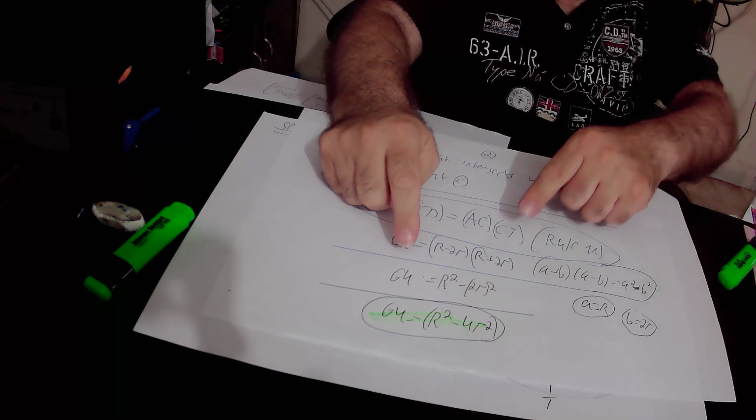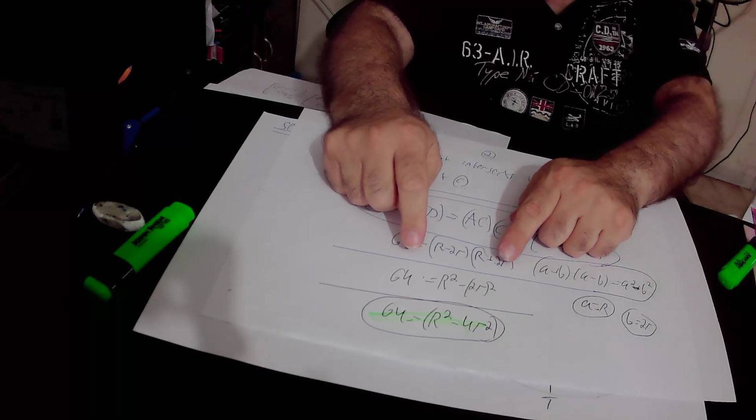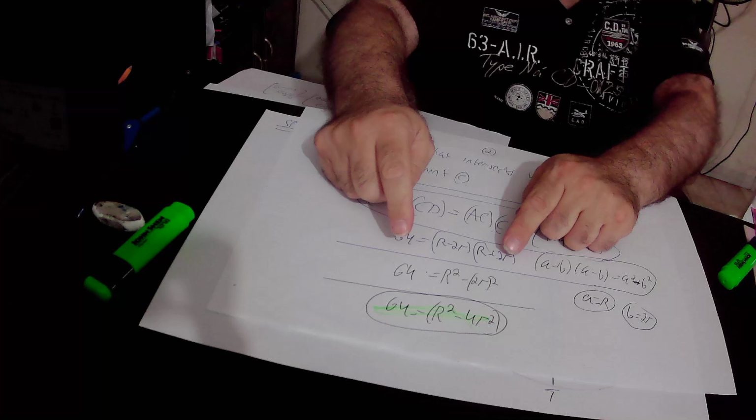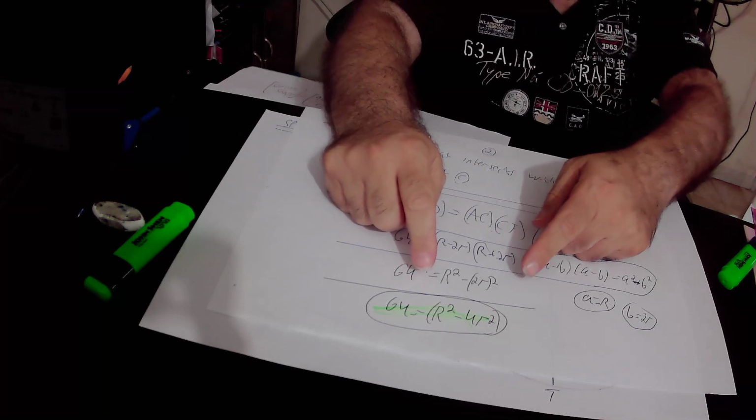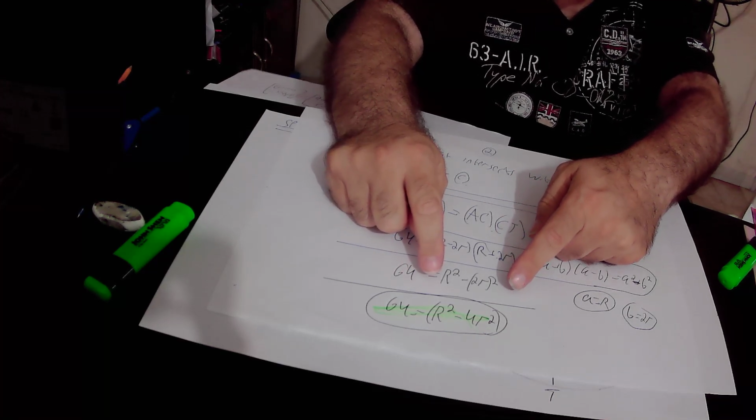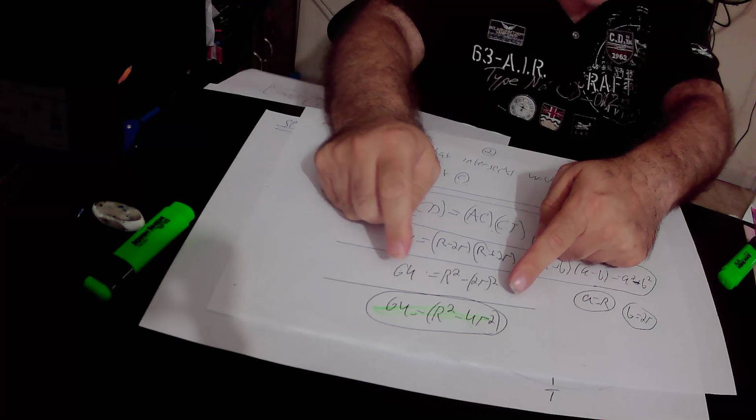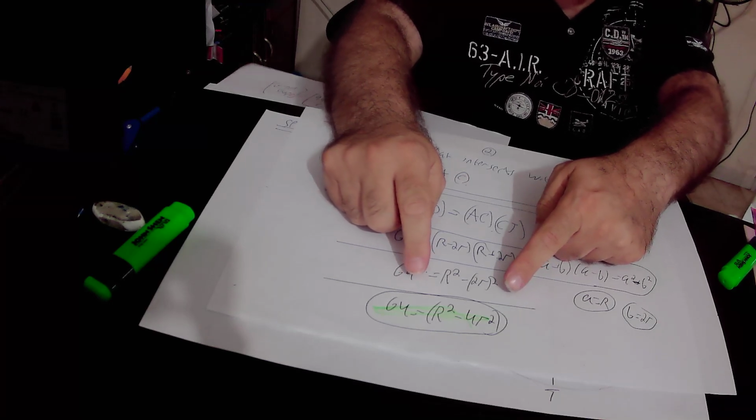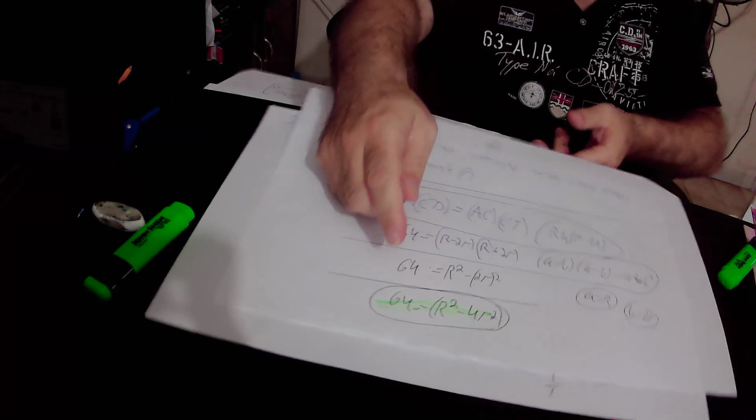So in conclusion, we found out that 64 equals capital R squared minus 2R squared. That is to say, 64 equals capital R squared minus 4R squared. So in conclusion, we found out that 64 equals capital R squared minus 4R squared.